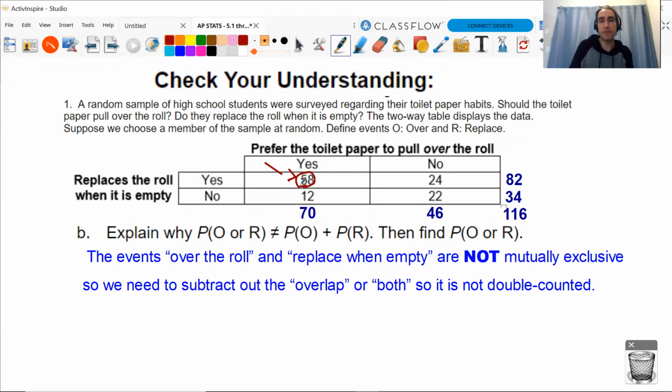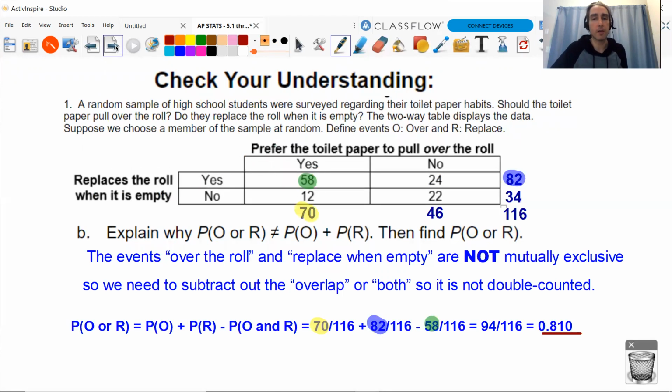Well, what do we do with that 58? Got to take that away. It's being double counted when you add those together. So if you do 70 out of 116 and 82 out of 116, add them together, great. But take away that overlap to get your actual probability. Because if you add 70 and 82, that's going to be 152, which is more than the total amount of people surveyed. That doesn't even make sense in this situation. So you got to subtract the overlap.